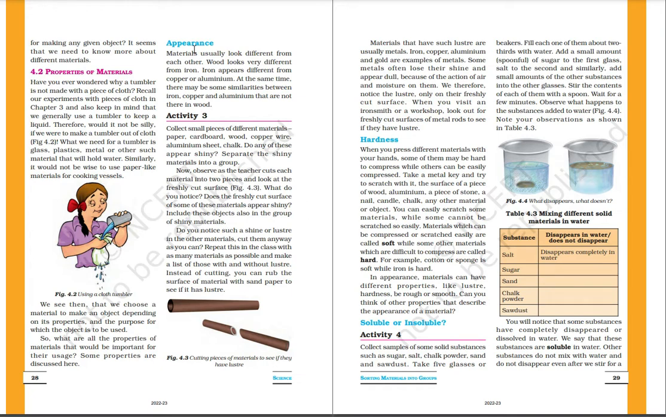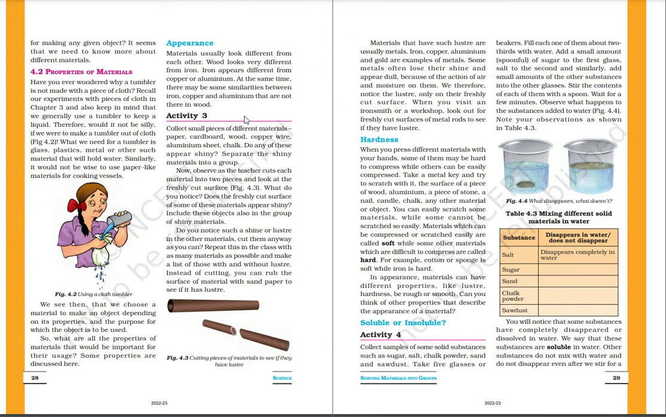So let's read. Materials usually look different from each other. Yes, wood looks very different from iron. Iron appears different from copper or aluminium. Yes, you can differentiate between many metals, but if two materials are painted in the same color and have the same texture but are of different materials, you can't find their difference from their appearance. You need to state other differences also in their properties, like iron, copper and aluminum, that are not there in wood.